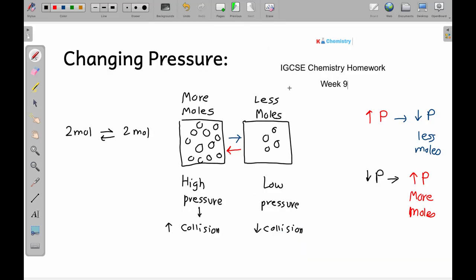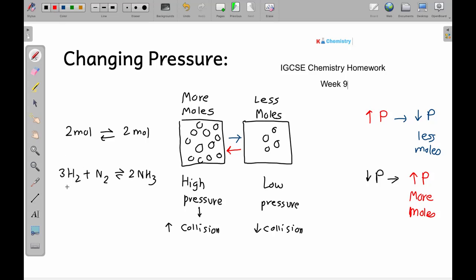What about changing pressure? Before changing the pressure, the same way as before changing the temperature, you decided what the directions are. Also, when you change the pressure, look at the reaction. For example, in the previous reaction, 3H2 plus N2 to give 2NH3.